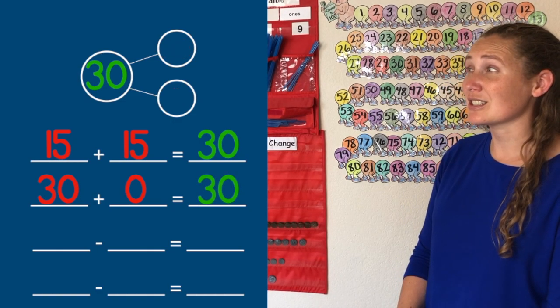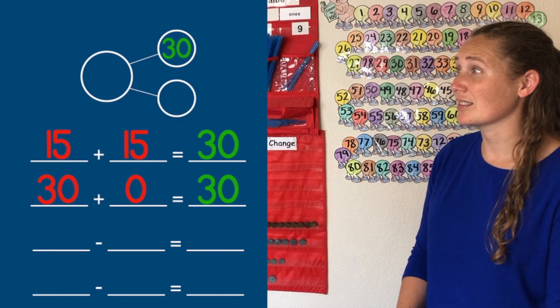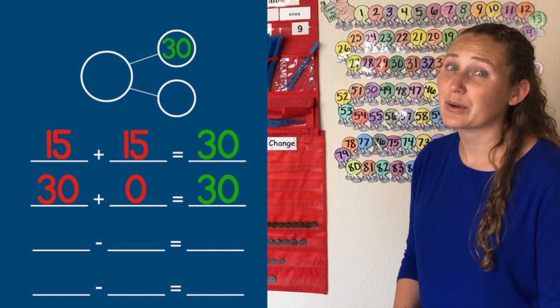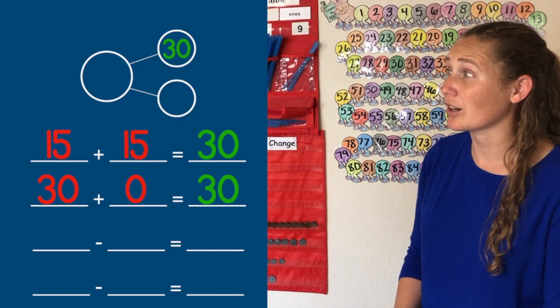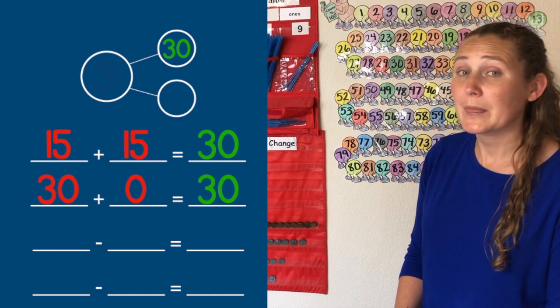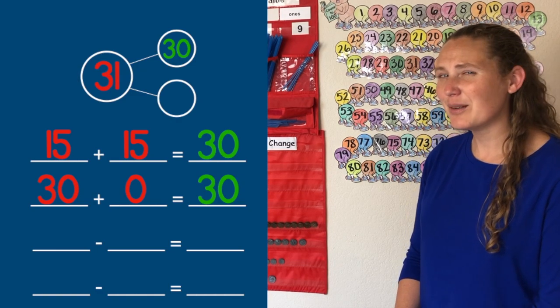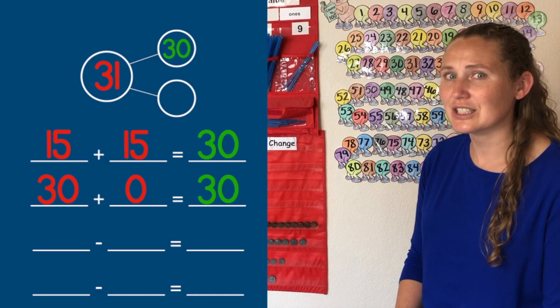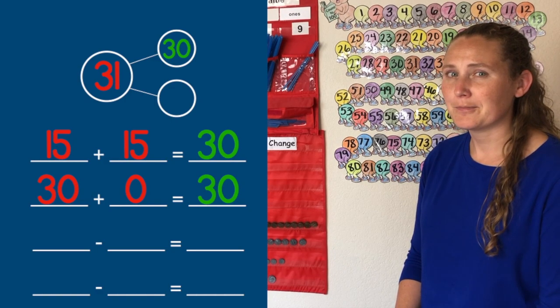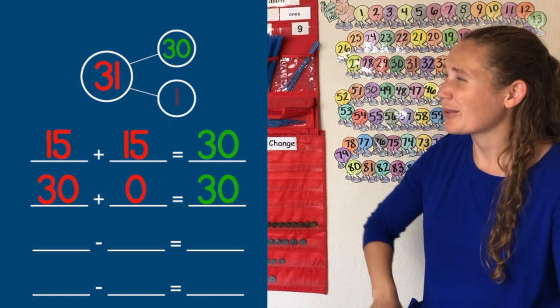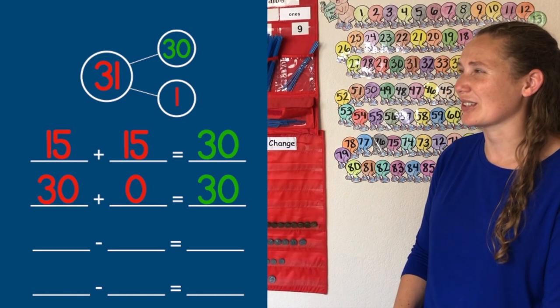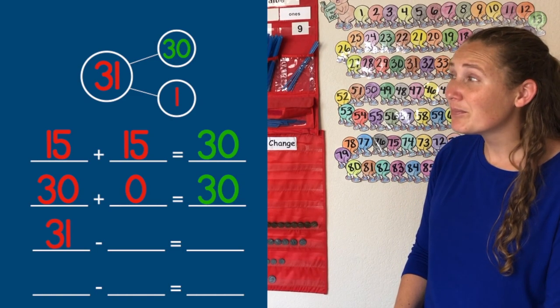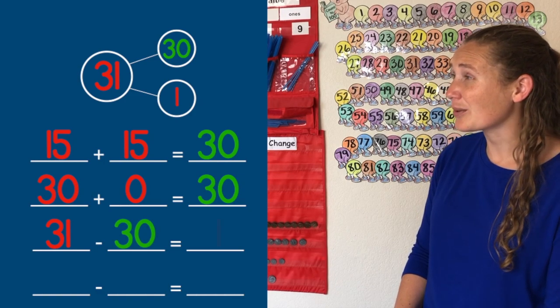Let's move 30 to one of the smaller bubbles. Now we need a number that's bigger than 30 to go in our large bubble. 31. How much bigger than 30 is 31? 1 bigger. 1 goes in the other small circle. 31 minus 30 equals 1.